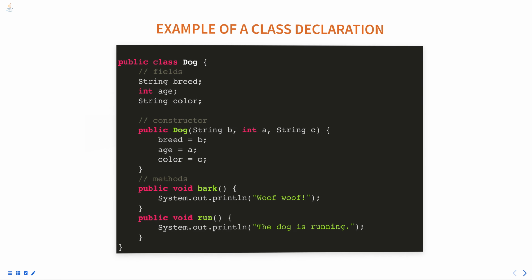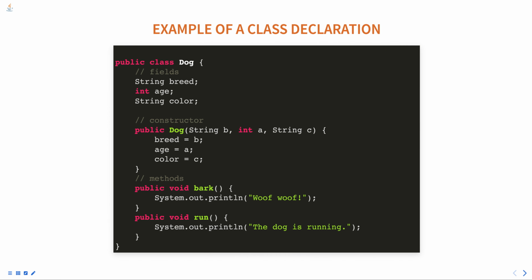Here is an example of a class declaration. In this example, the class dog is declared as public, which means that it can be accessed from anywhere in the program. The class has three fields: breed, age, and color. It also has a constructor with three parameters and two methods, bark and run.